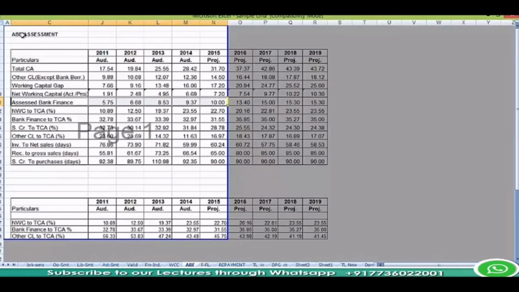This sheet is very important because it is going to tell how the company has financed its current assets, what the combination is, how much is from net working capital, how much is from bank finance, how much is from sundry creditors, how much is from other current liabilities. It is also going to talk about certain critical numbers of days, which is very important in understanding the working capital management of the customer. So this sheet talks about all those, that is, the ABF assessment.